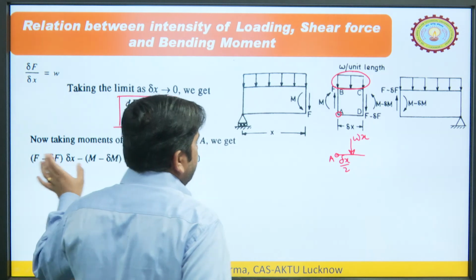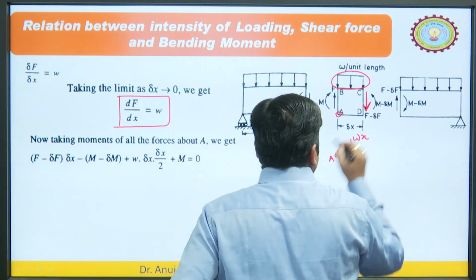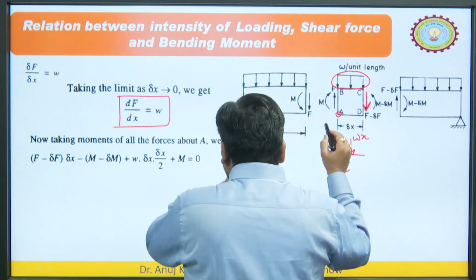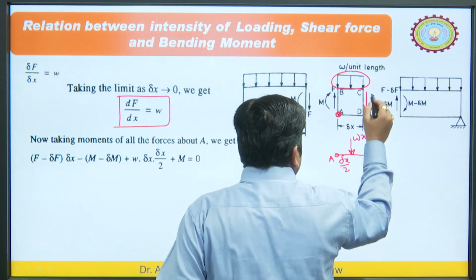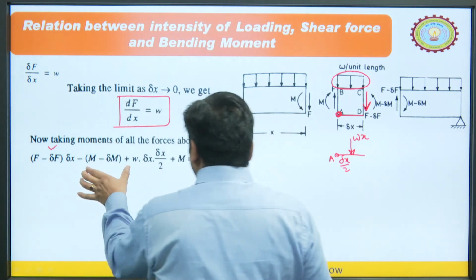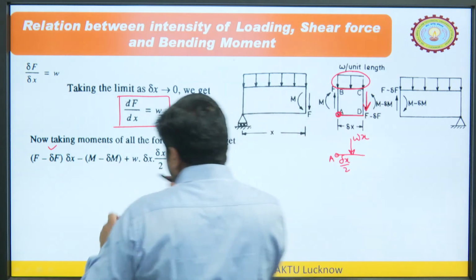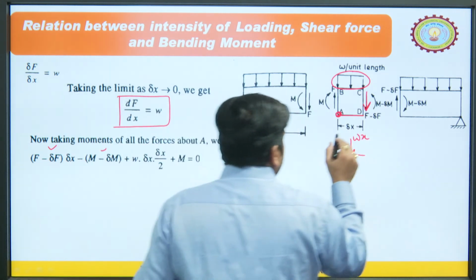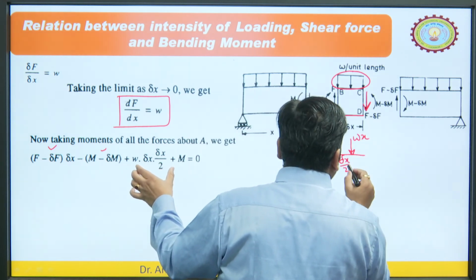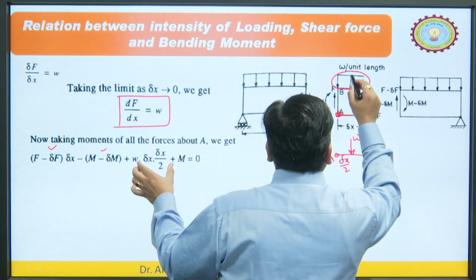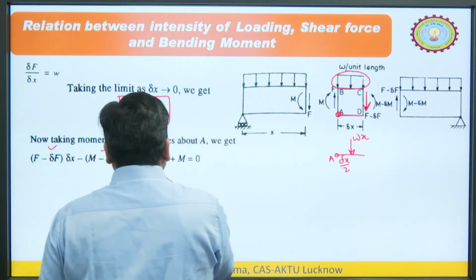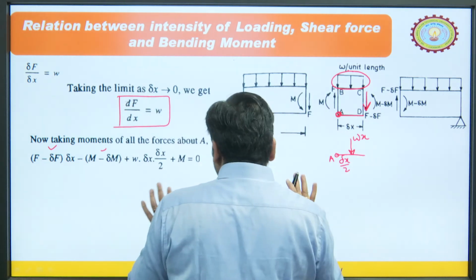This is the force F minus delta F. Now we have 4 moments. The first moment about this point is F minus delta F into this distance, which is positive clockwise. Now, M minus delta M is anti-clockwise, so we have taken it as negative. Next is W into dx by 2, which is clockwise, plus M, which is also clockwise. So there are 4 moments.